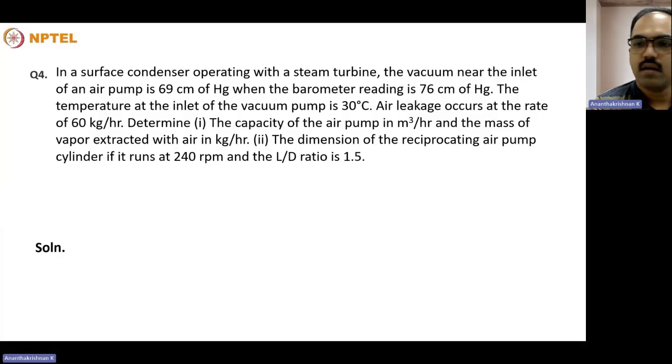Determine the capacity of the air pump in meter cube per hour and the mass of vapor extracted in air in kilogram per hour. The second part of the question: the dimension of the reciprocating air pump cylinder if it runs at 240 RPM and the L by D ratio is 1.5. Look into it. I'll also try to solve within a minute.